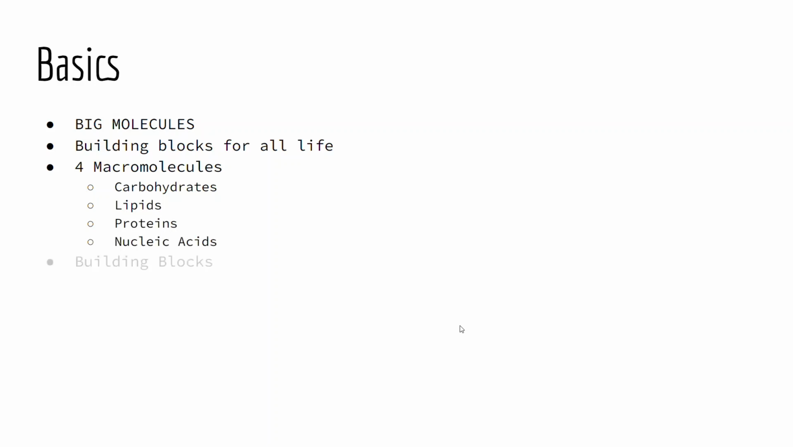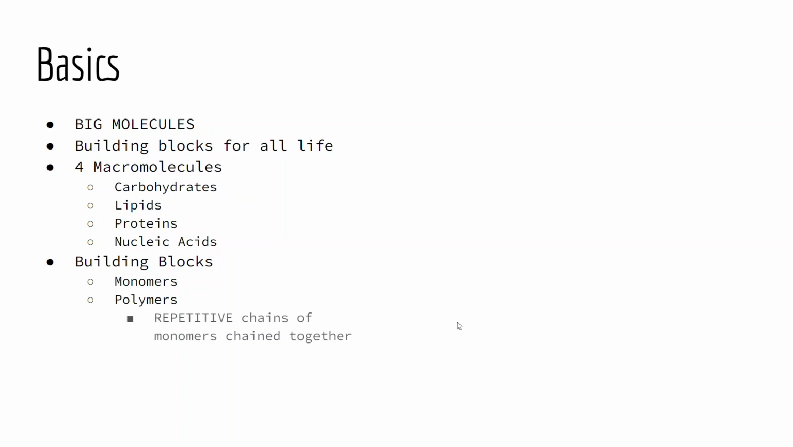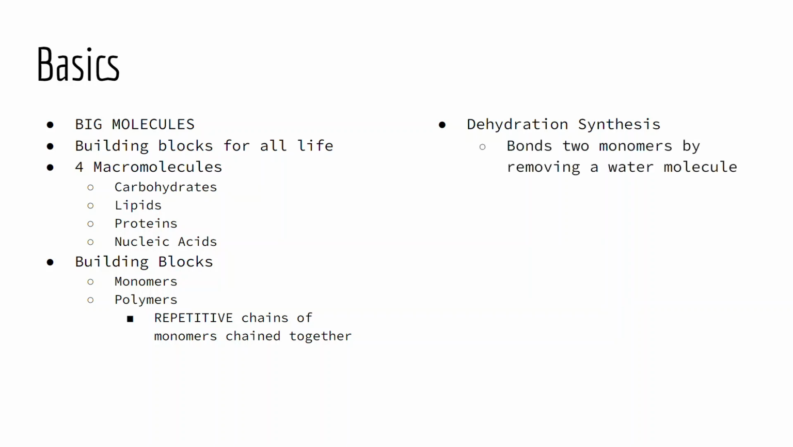Macromolecules are made of monomers, which can be strung together into polymers, which are repeating chains of monomers. You can make polymers from monomers through a series of chemical reactions called dehydration synthesis. Dehydration synthesis is a chemical reaction through which two monomers are joined by removing a water molecule.